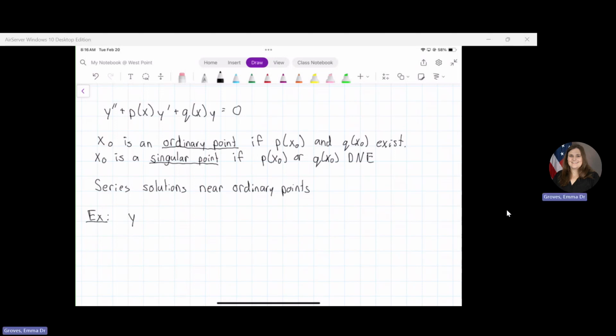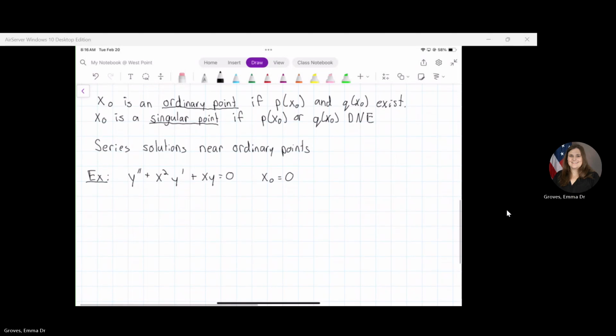So let's say we have the function y double prime plus x squared y prime plus xy equal to 0. And let's say that x naught is 0. So that's the point we want to find our solution at. Is this point ordinary? Yes, it's good. In fact, does this differential equation have any singular points? No, right? Because we got x squared and x. So this differential equation has no singular points.